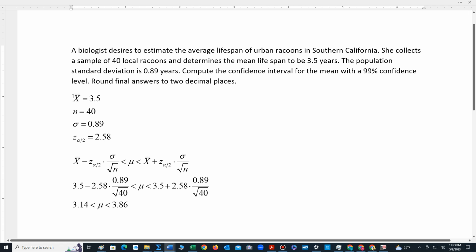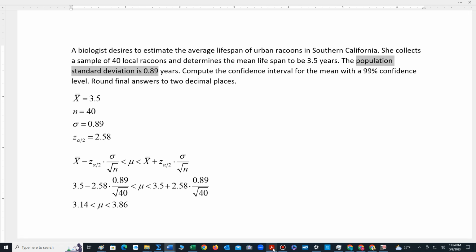So the sample mean, x bar, is 3.5 years. The sample size, 40. The population standard deviation that's going to be represented by the Greek letter sigma, 0.89. Our confidence level is 99%. Since we're given sigma, that informs us that we need to use z-values to compute the confidence interval.